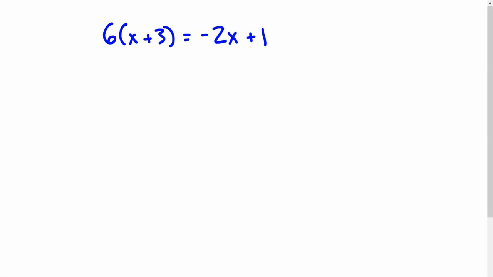In this video, we're going to do a couple more examples where we solve an equation. Here we see that we have 6 times parentheses x plus 3 equals negative 2x plus 1. Now, one thing you'll notice is that we have parentheses in the expression on the left side this time.